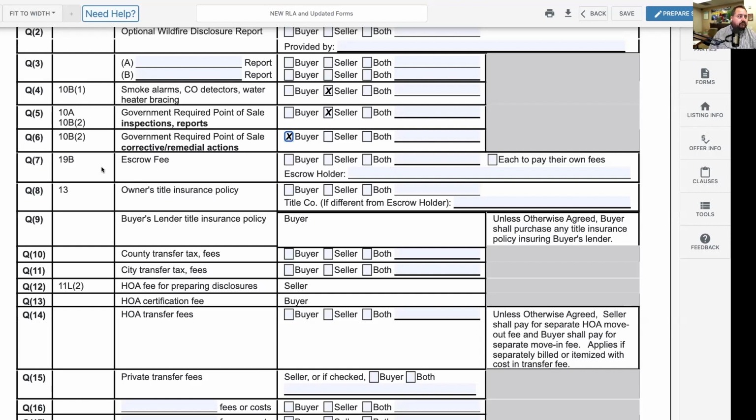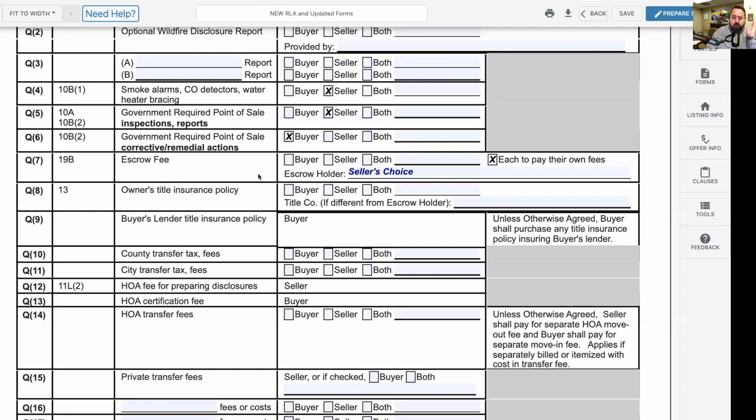Okay. Escrow fees. It is always each their own fees. Escrow holder, again, seller's choice, right? Seller's choice. We know they're going to counter us. Okay. Just go ahead and do that. Again, it reduces the counter.